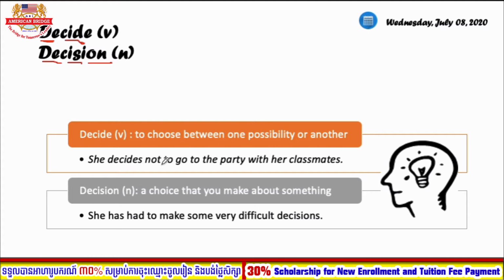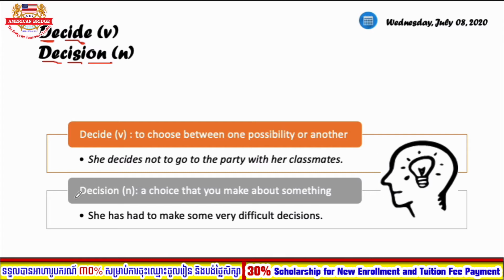Let's look at the example here. She decides not to go to the party with her classmates, which means in her mind, in her opinion, she makes a clear goal, which is not to go. So decide is a verb, but it happens in your brain.